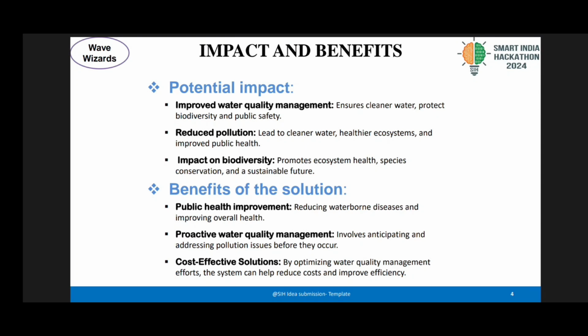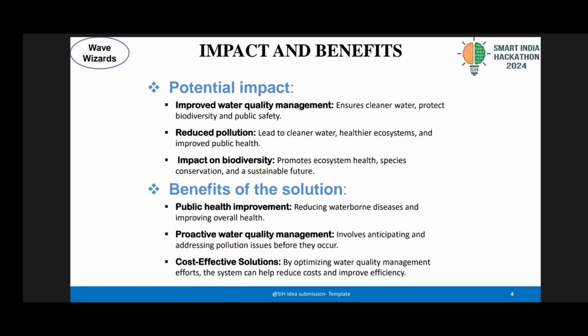Second is proactive water quality management. The system enables proactive water quality management by predicting and addressing pollution issues before they occur. It helps assess potential risk, prioritize solutions, support decision making for policymakers, and adapt strategies based on changing conditions.